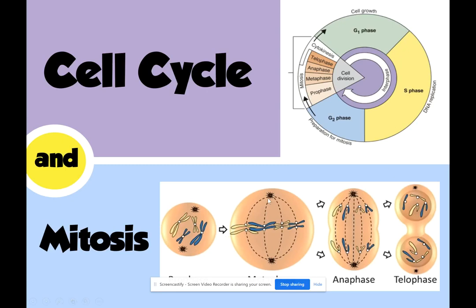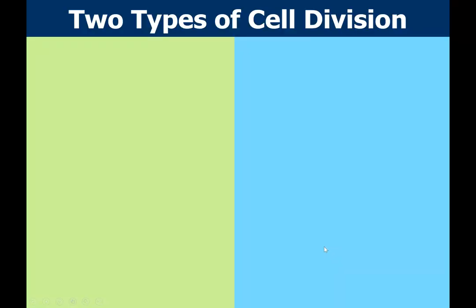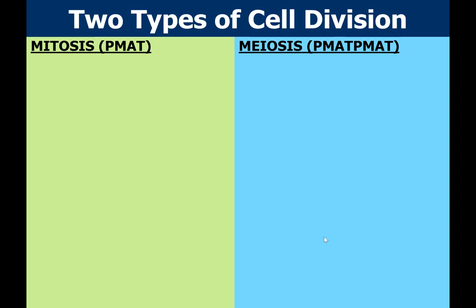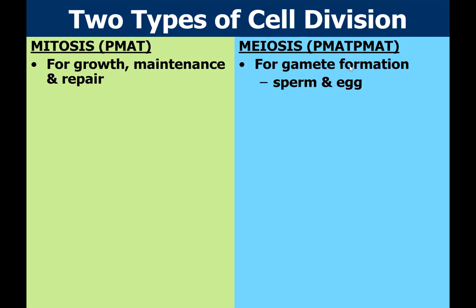Let's talk about the cell cycle and mitosis. Before we do, however, let's talk about the two types of cell division: mitosis, which is PMAT, and meiosis, which goes through those same steps twice. Mitosis is for growth, maintenance, and repair. Meiosis is for gamete formation, to make sperm and egg.